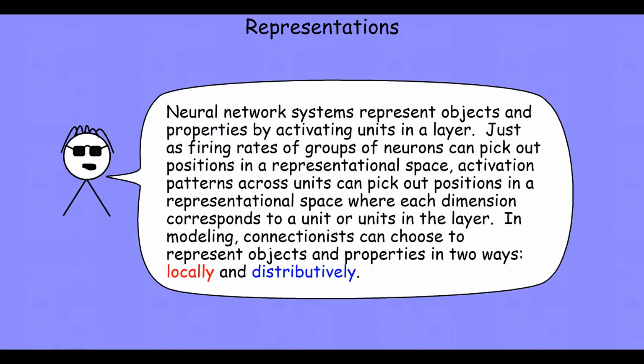Neural network systems are going to represent objects and properties by activating units in a particular layer in some pattern. And just as firing rates of groups of neurons can pick out positions in representational space, activation patterns across units in an input or output layer can pick out positions in a representational space for that input or output, where each dimension corresponds to a unit or units in the layer. So in modeling, then, neural network theorists can choose to represent objects and properties in two ways, and we'll look at this in the next module of this lecture. They can represent locally or they can represent distributively.